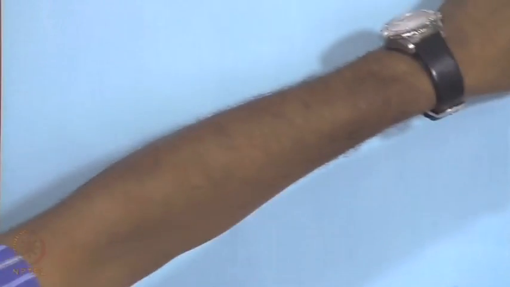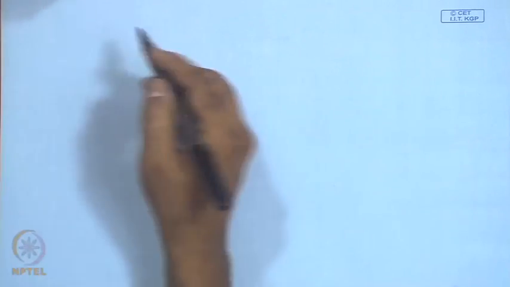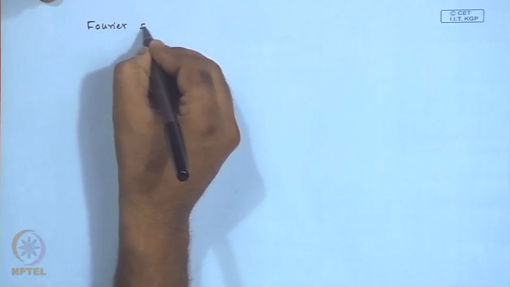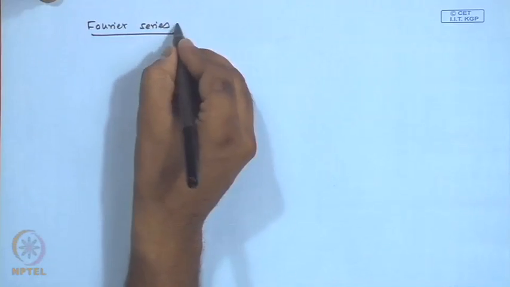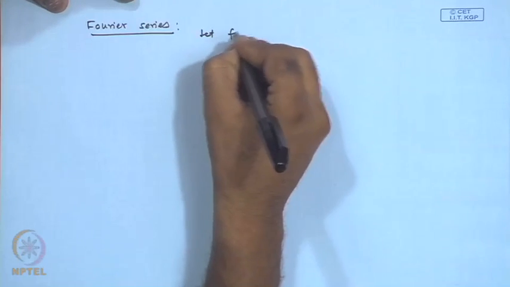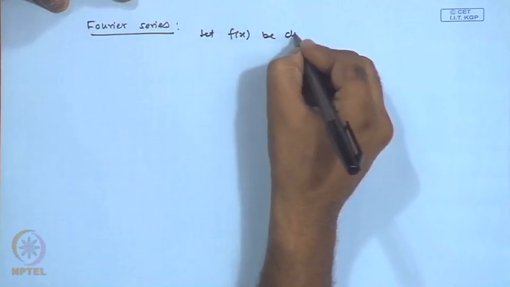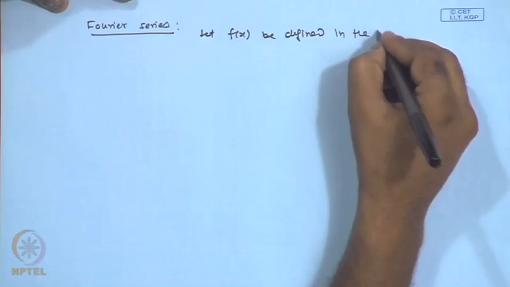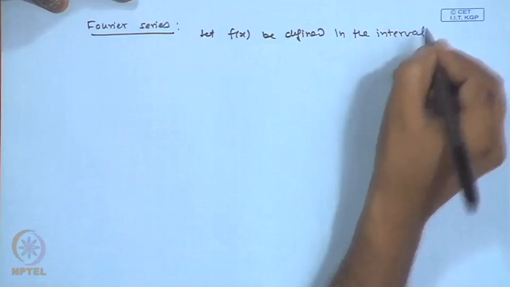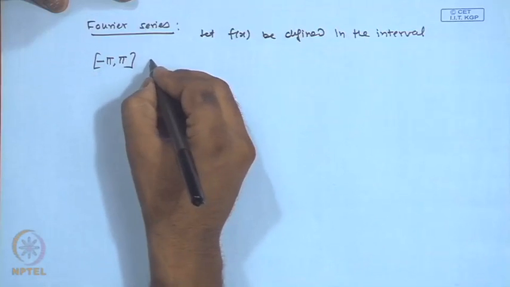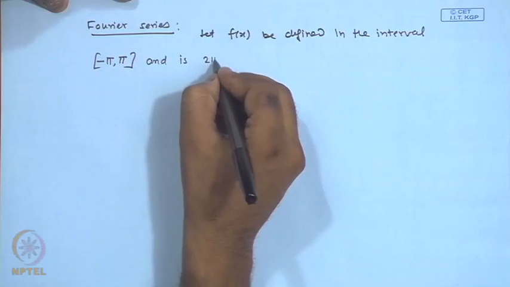So, now we have done this preparation to go for the Fourier series. So, Fourier series now we will introduce, and let us start with: let f(x) be defined in the interval minus pi to pi and be 2 pi periodic.